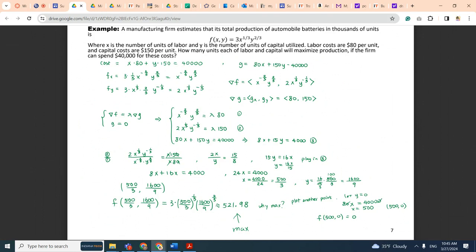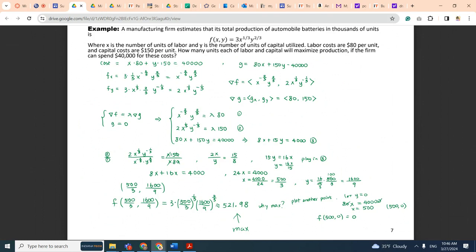So the cost: x is the unit of labor, and it costs $80, right? So x times 80 plus y, the unit of the capital, costs $150, and we add them together. We want this cost to equal 40,000, right? So this is the constraint. We have the function f and the constraint. So now the g, we use the left-hand side minus the right-hand side, okay?